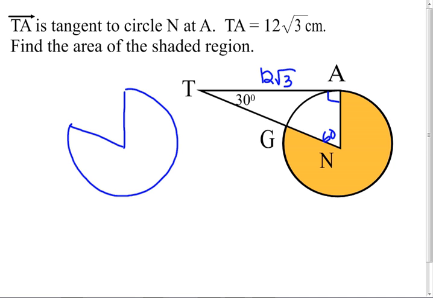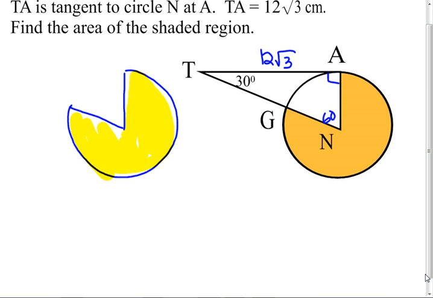So it does look like Pac-Man a little bit. So I want this area. I want the shaded region. So what I do is just figure out what I have to do to find that. Well, it's not quite a full circle, is it? No. So how do you find the area of the shaded region? Well, let's figure out what we have to find.